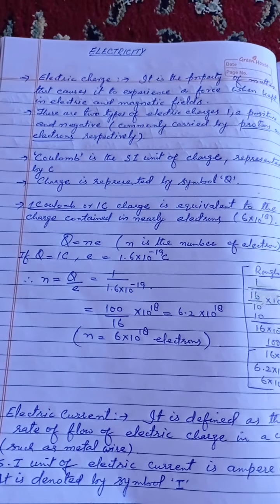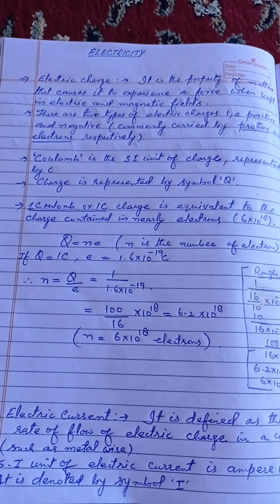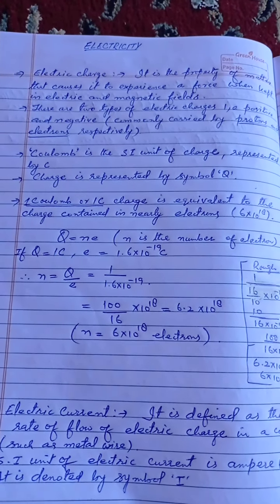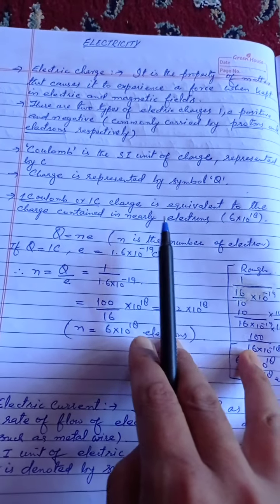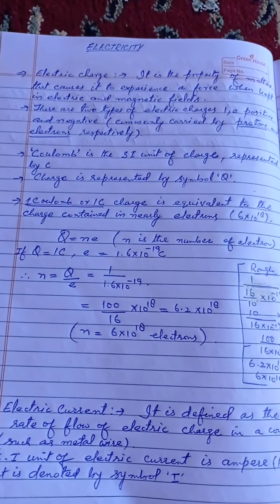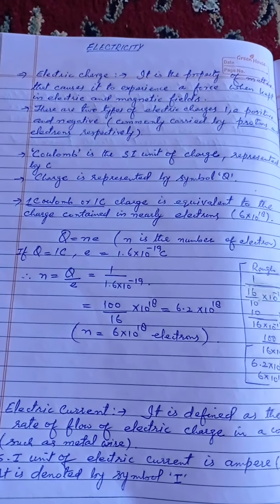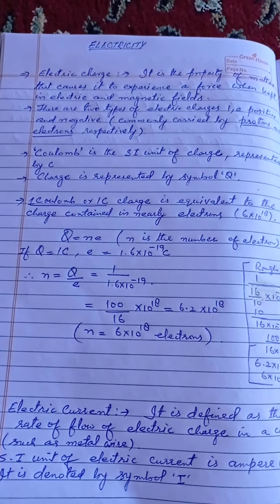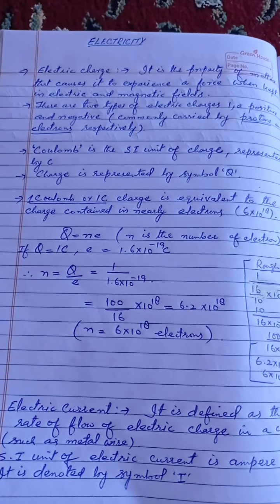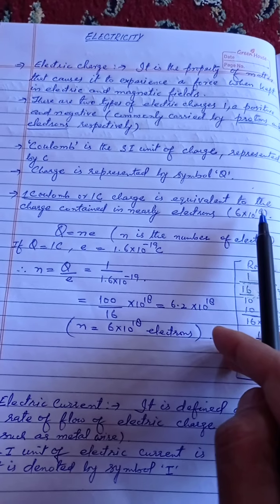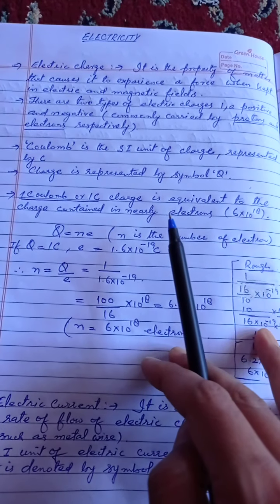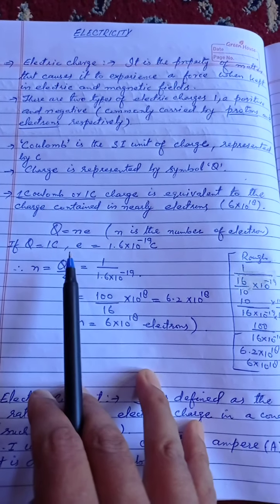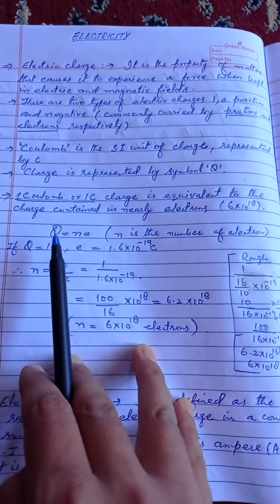Now, if you are going to define one coulomb, or one C charge, किसके बराबर होता है? It has been found, dear students, that one coulomb charge is equivalent to the charge contained in nearly about 6 into 10^18 electrons. यानी एक कोलम के अंदर उतनी चार्ज होती है जितनी चार्ज 6 इंटू 10^18 इलेक्ट्रॉन में होती है। ये भी आपको याद रखना है. So one coulomb charge is nearly equivalent to 6 into 10 raised to power 18 electrons.